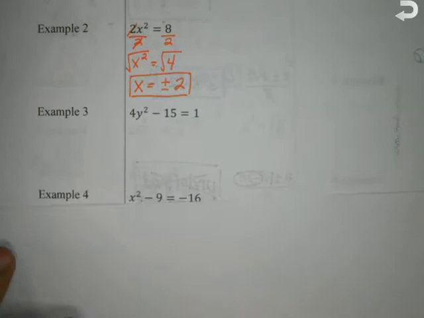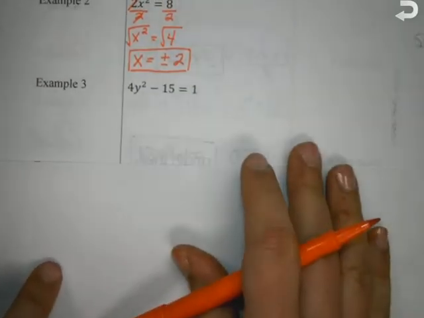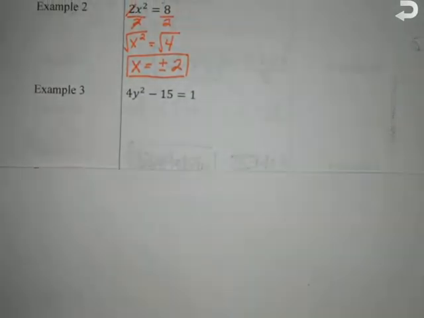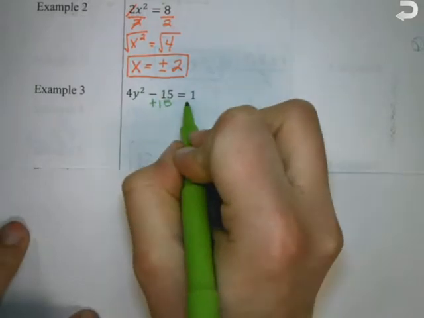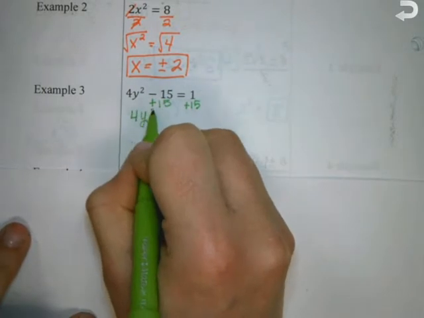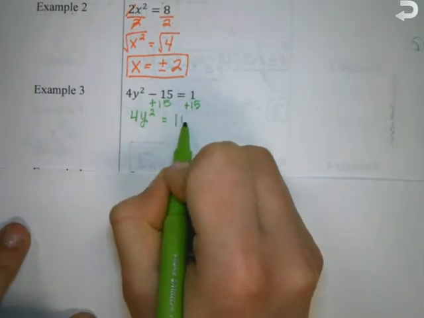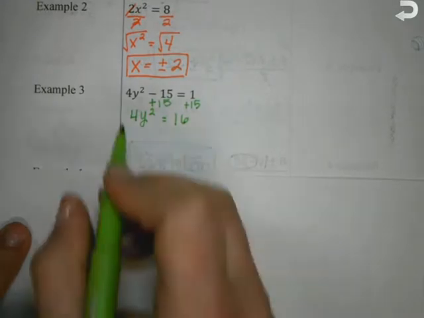There's several steps that we have to do first. We have to add 15 first. We need to get rid of that minus 15. So let's add 15 to both sides. So that gives me 4y squared equals 16. Do I have y squared by itself yet? No. So divide both sides by 4.